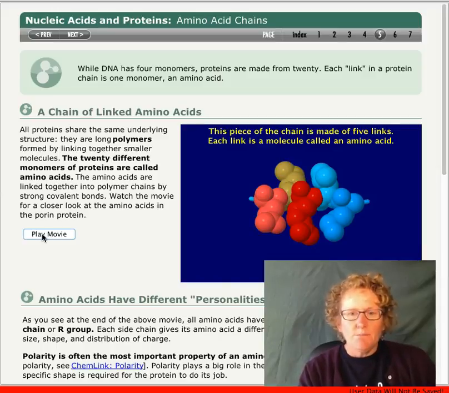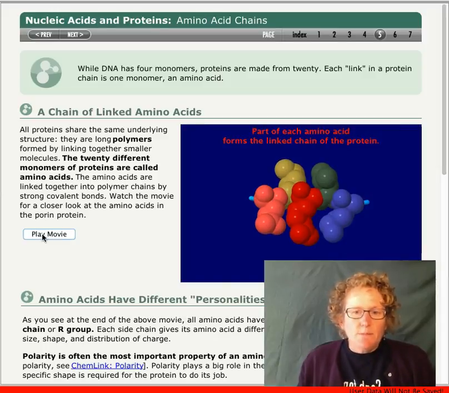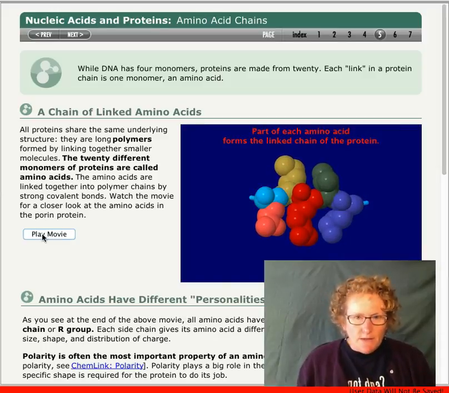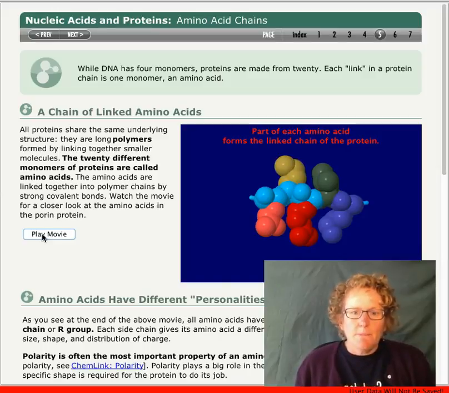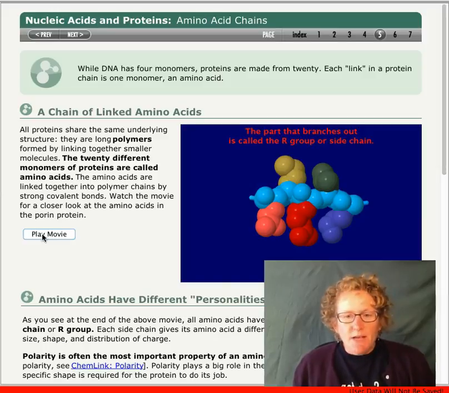Each part, each monomer is called an amino acid. So proteins are made out of amino acids, DNA is made out of nucleotides. The part that branches out from the amino acid is called the R group or side chain. It's like the base in nucleotides. It's what makes it different. Amino acids are all pretty much the same, have a part that's the same and a part that's different.